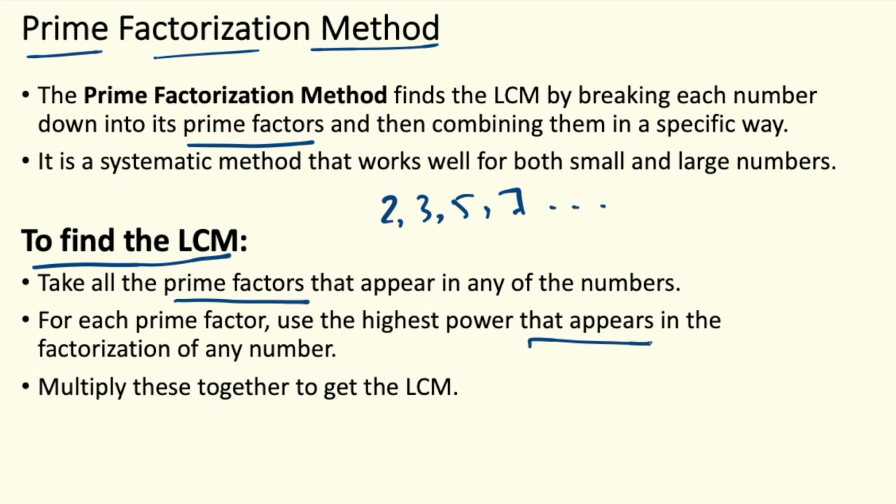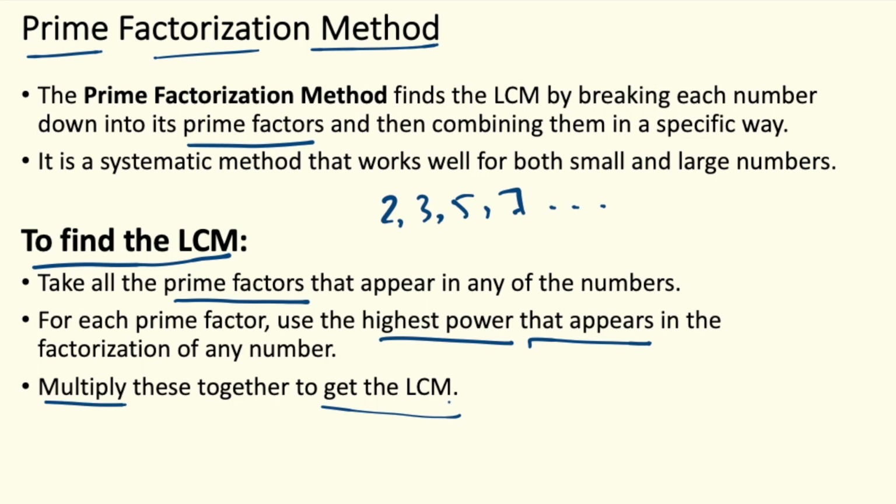And then for every prime number, we select the highest power of that prime number that appears in any of the numbers. Finally, we multiply these chosen prime factors together. The result is the LCM.